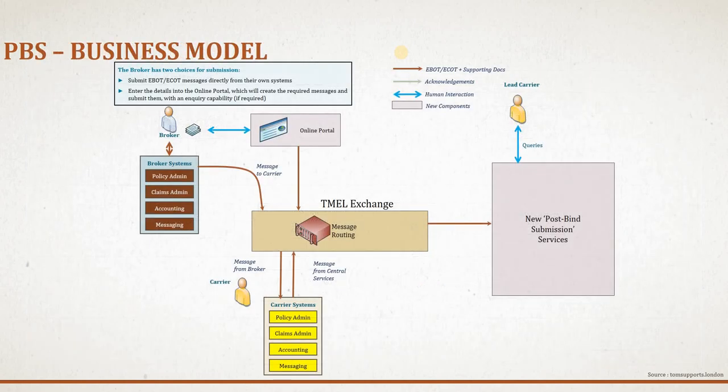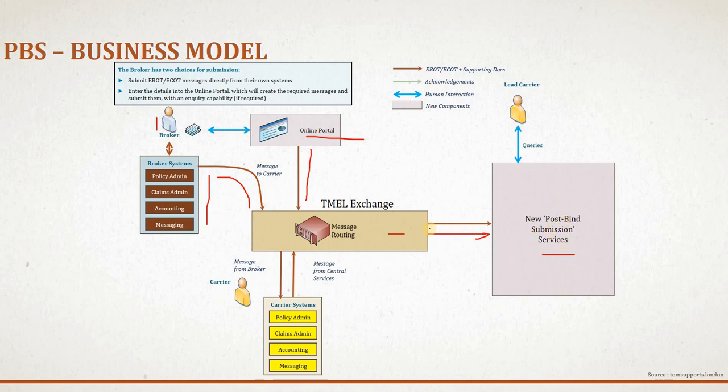Now, this diagram is relatively simple, but I will try to explain it from the post-bind submission context. We have already discussed this diagram before, but let me put the entire thing into context. The broker has two ways to reach the new post-bind submission services. One is through the online portal, which we call the e-submission portal, and if the broker has a system that can support the ACORD eBOT and eCORD messages, then they can use their own system. They can send the eBOT and eCORD information from their own system or through the online portal to the message exchange, and this message exchange will relay this information to the post-bind submission services.